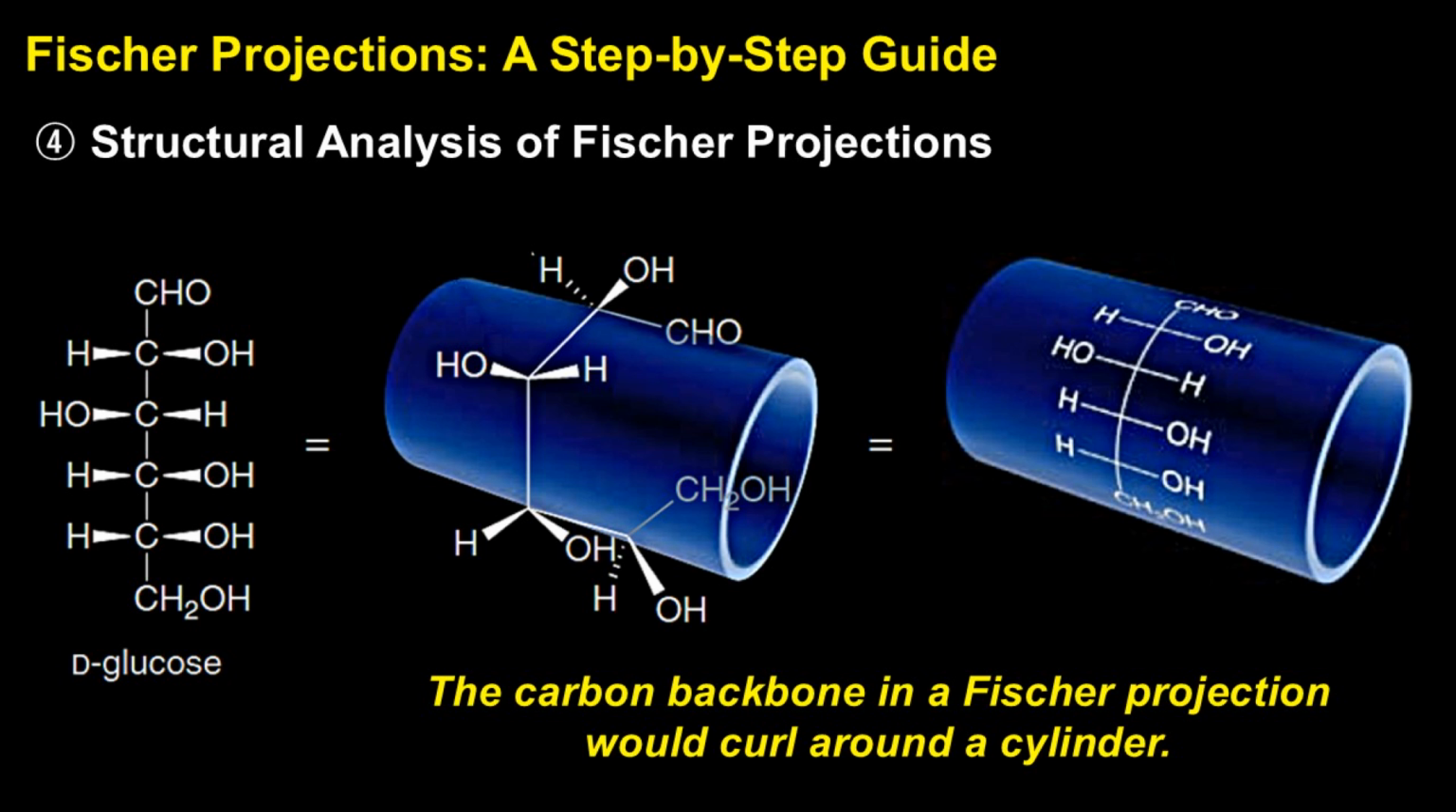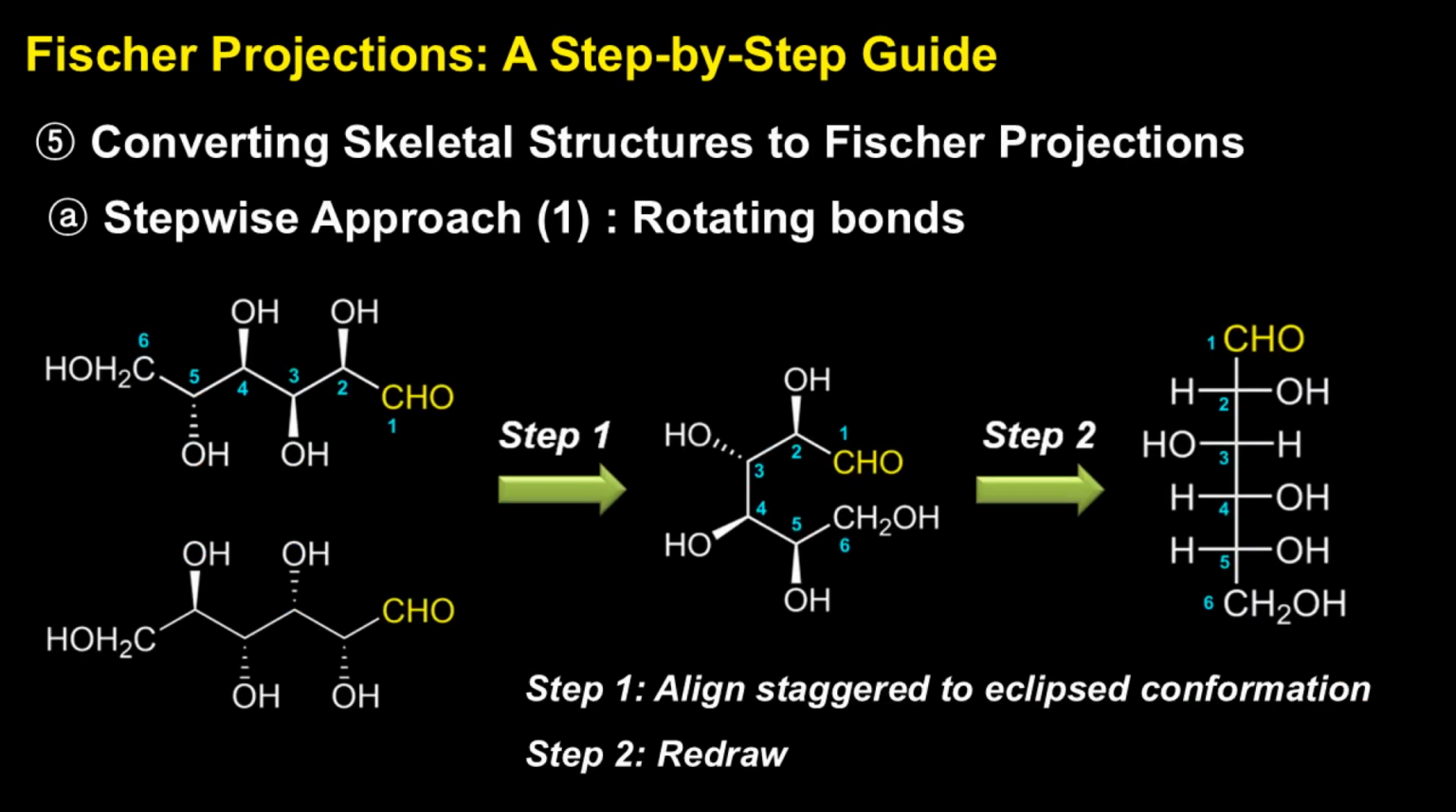Since the projection doesn't capture how the chain actually wraps around in space, it can be hard to picture the real shape. So how do we accurately switch between three-dimensional structures and Fischer projections? Let's break it down step by step. Alright, let's go over how to convert a skeletal structure into a Fischer projection. There are three main methods, and you can choose the one that works best for you.